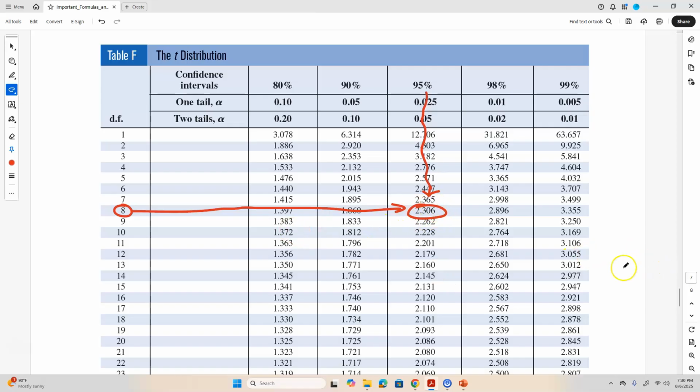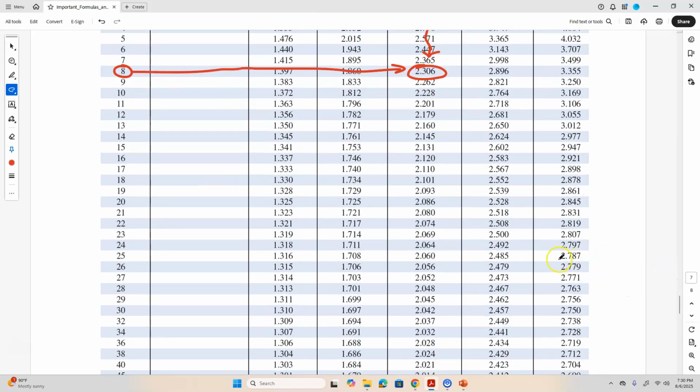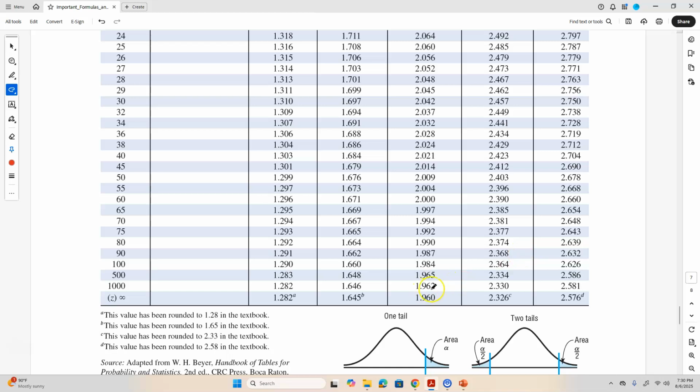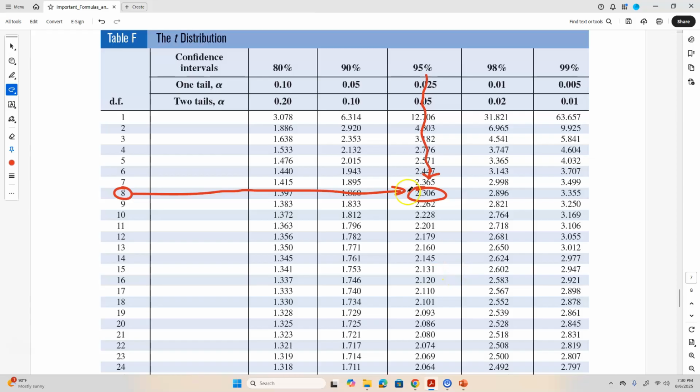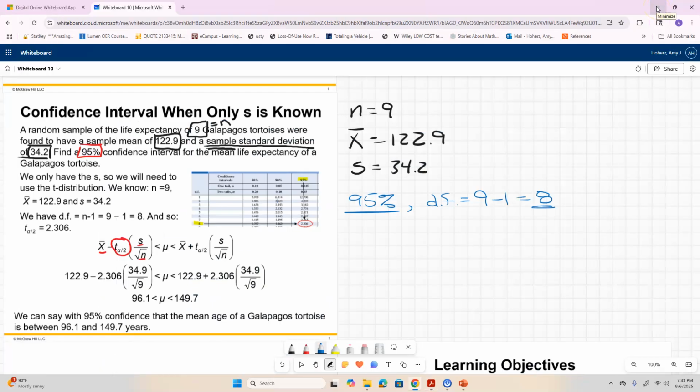Now that's a pretty small sample size. And so you would expect that to be pretty far away from the Z, and it is. The Z was 1.96. And we have to change it to 2.306 to adjust for the fact that we don't know the population standard deviation, and we have a pretty small sample size. So what the student t distribution does is it adjusts for that by giving us a bigger value for that t. So let's plug everything in.